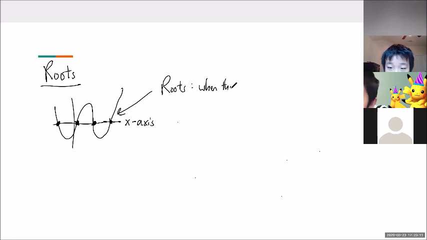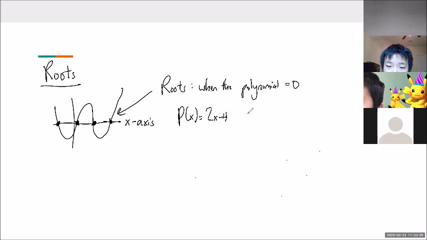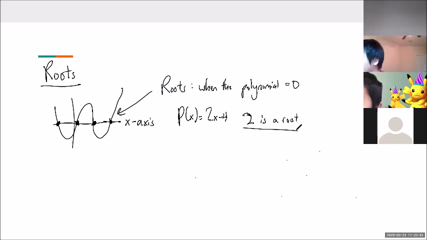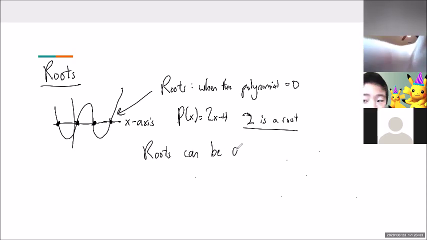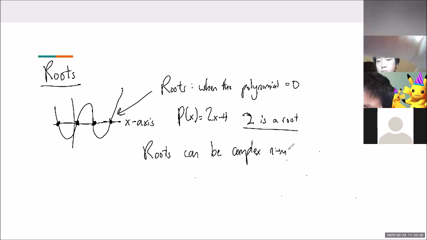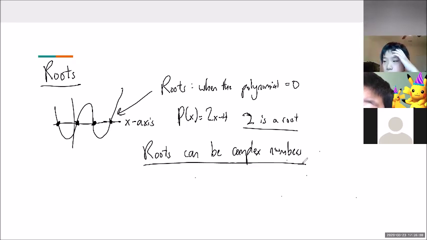When the polynomial is equal to 0. I don't know why it's called roots, honestly. It's not really a plant, but that's beside the point. Now, if we have a polynomial, p of x is equal to 2x minus 4, then you notice that 2 is a root, because plugging 2 in here would make this polynomial equal to 0, right? And similarly, this holds for all polynomials. There will always be roots in polynomials. It will always be equal to 0. However, one caveat. These roots can also be complex numbers. All right, so that's one other thing.